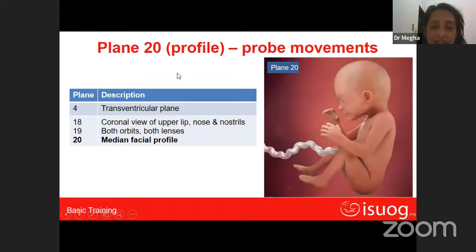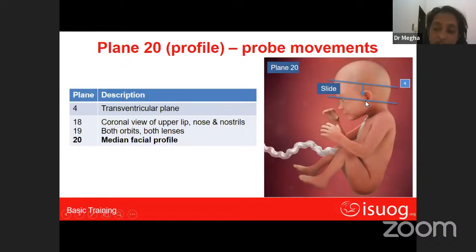So coming to plane 20, we again start with the transventricular plane. We then slide our transducer down in the wide axis, coming towards the eye, the orbit on one side, and the cerebellum or the area just below the cerebellum on the other side. To see the fetal face in the coronal views, to see the nose and the lips, we had rotated our transducer away from the cerebellum towards the face.